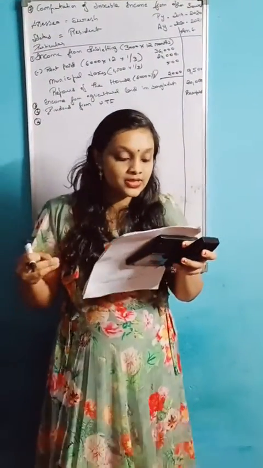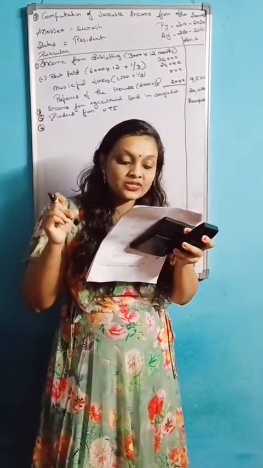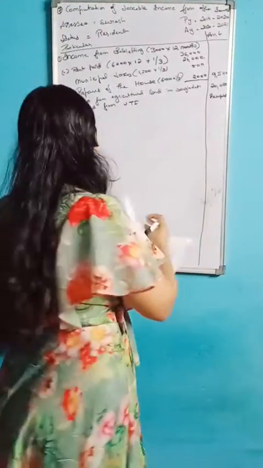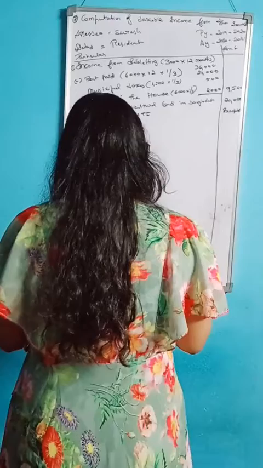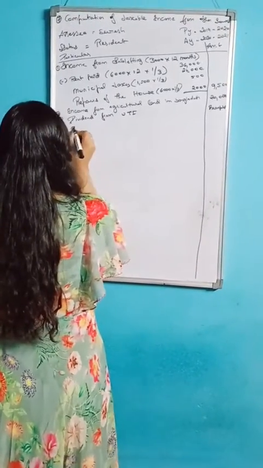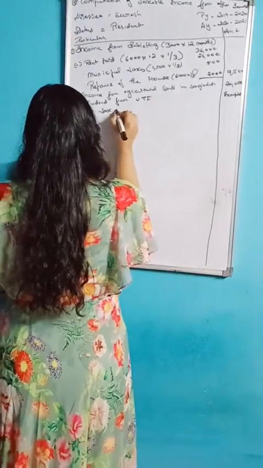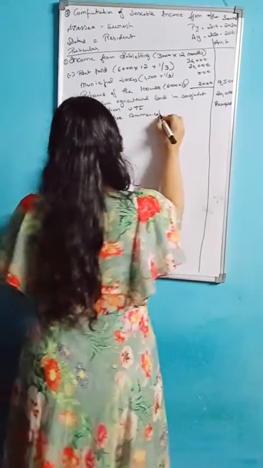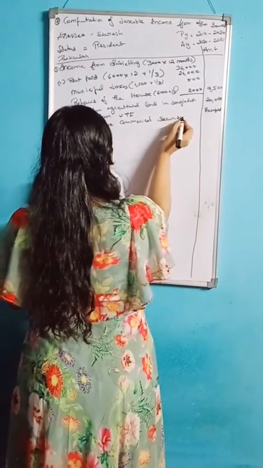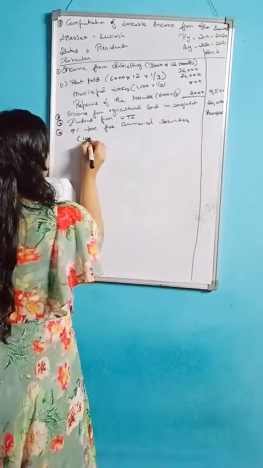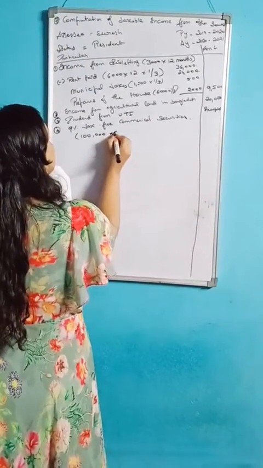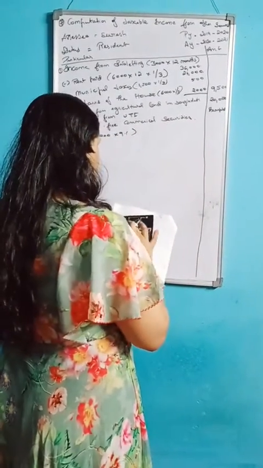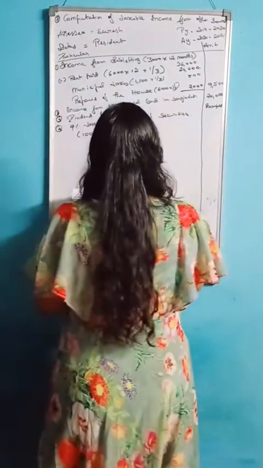The fourth point is he holds the following investments. They have given sub points. One is 1 lakh into 9% tax-free commercial securities, not listed. It's taxable. So you should calculate. In the question they have mentioned 1 lakh into 9%. So how much will you get? 1 lakh into 9%, you will get 9,000.